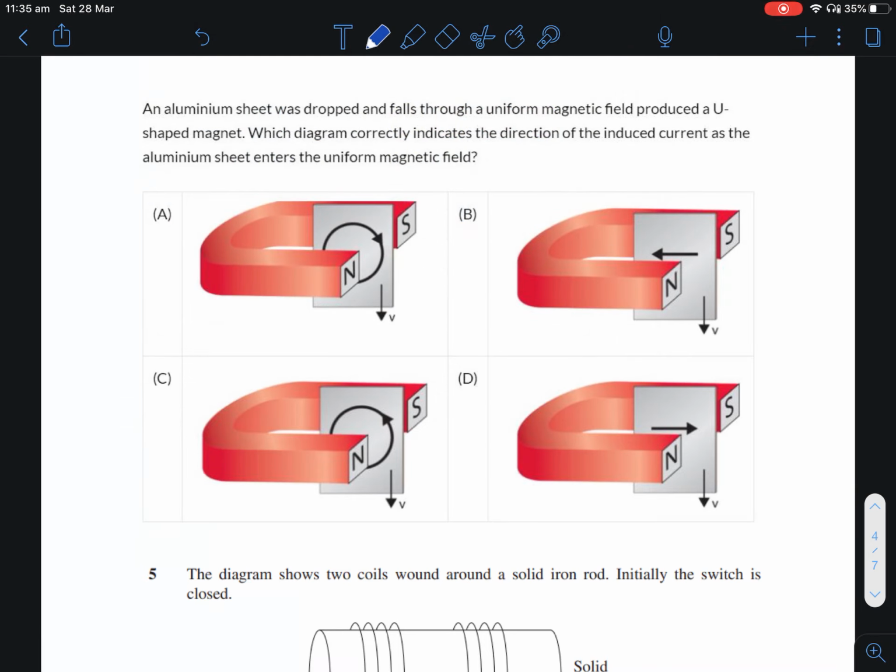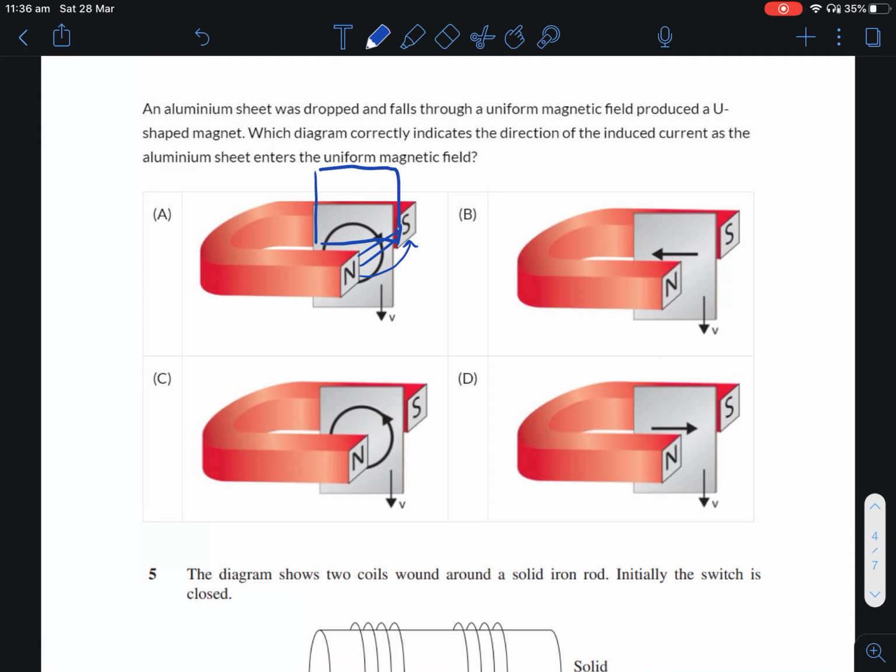So the magnetic field will sort of look like this. And so what are the eddy currents going to look like? Well, let's assume that the sheet is actually entering, because it sort of looks like it's in the middle. So let's say it's just entering the magnetic field. When it enters the magnetic field, think about it, it's going to experience a change in flux, isn't it? What is that change in flux?